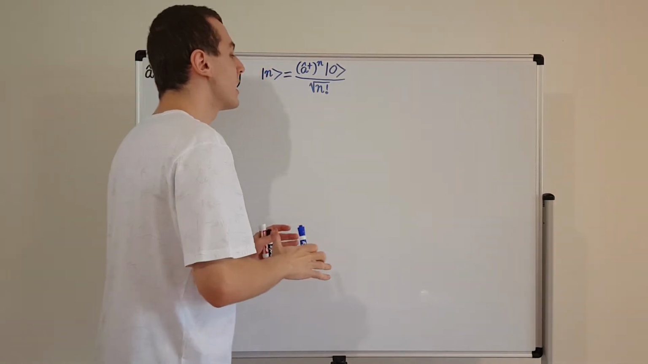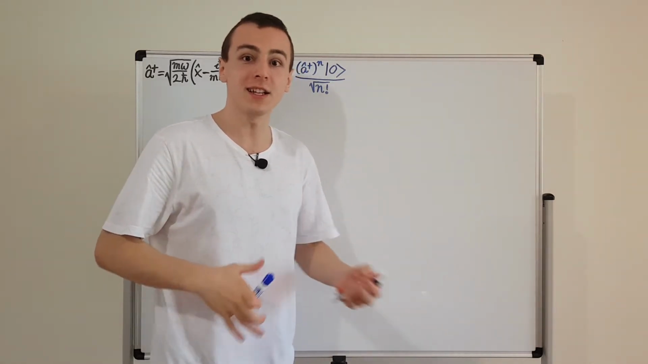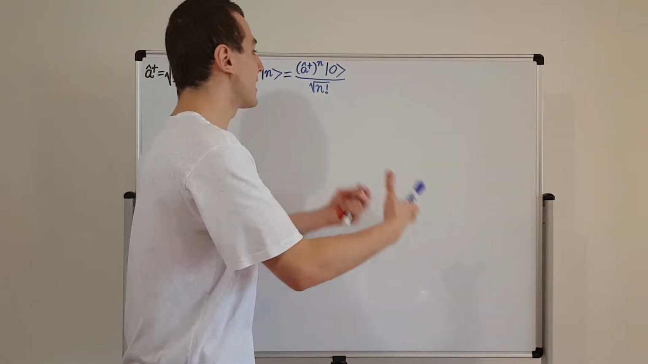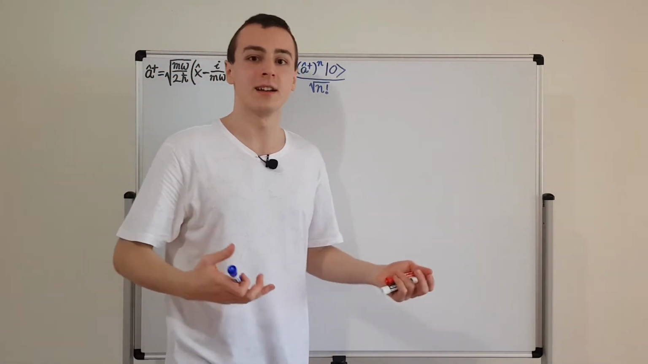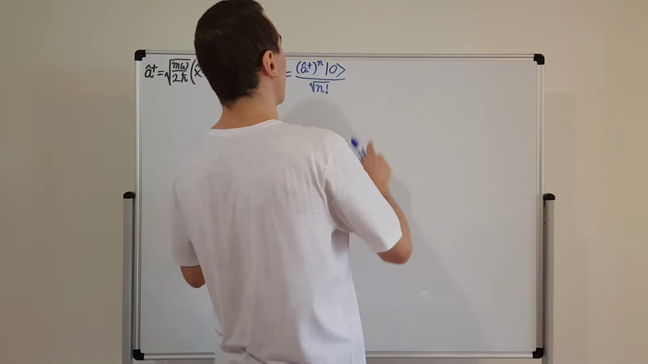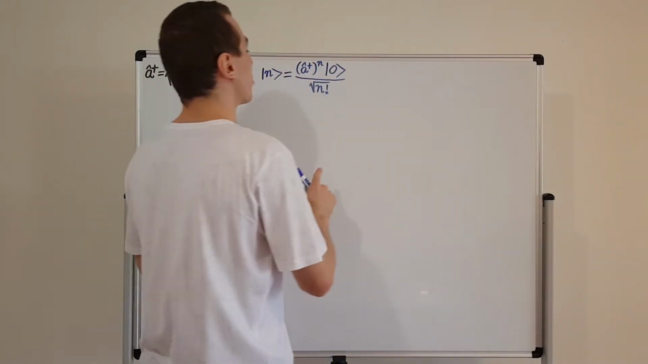Normalization is a very important condition because it allows us to get meaningful probabilities. And that is the goal of all of this quantum mechanics formalism. We want to get probabilities, we want to get expectation values and variances. We want to predict experimental measurements. So that's why I'm very meticulous about normalization.